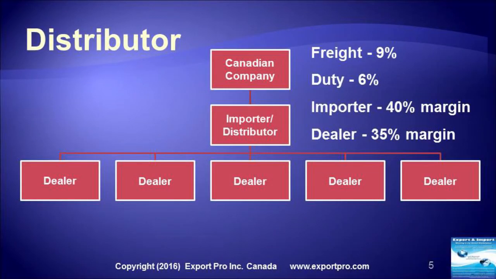This is a very common solution for exporters. They have a main importer in a country like France, and that company has a number of local dealers. In this case, we have calculated a freight of 9% and a customs duty of 6%. The importer wants to make 40% in profit and the dealer 35%.